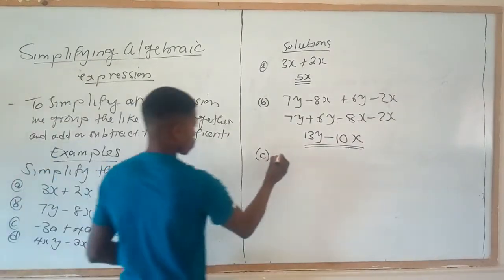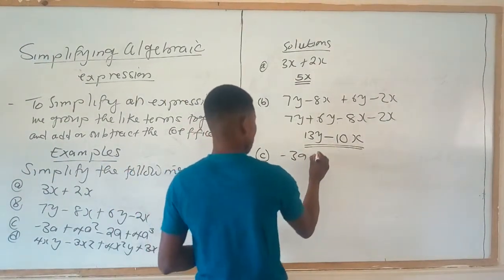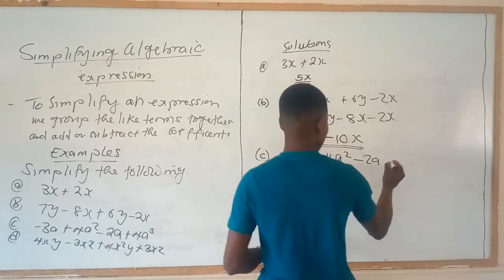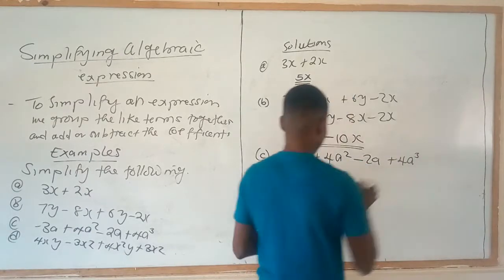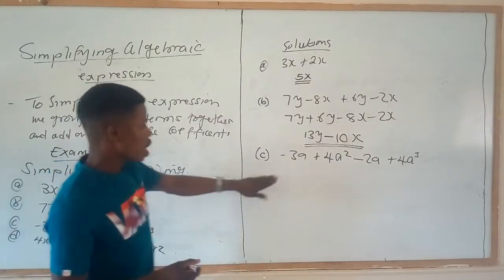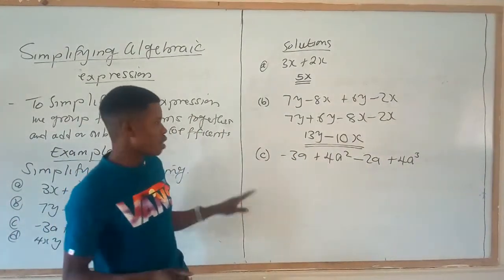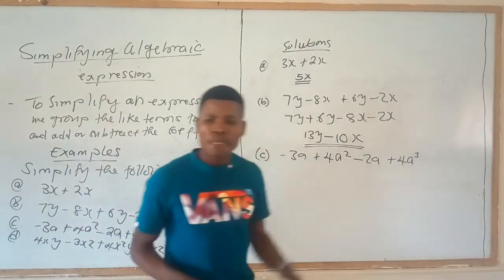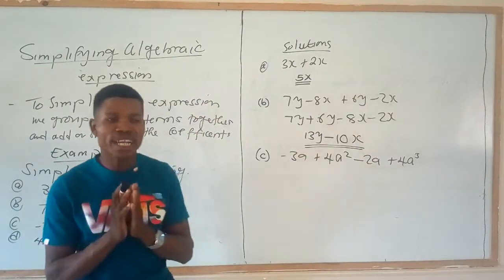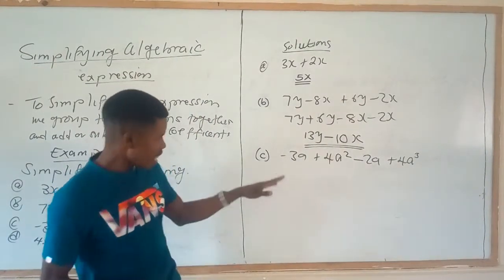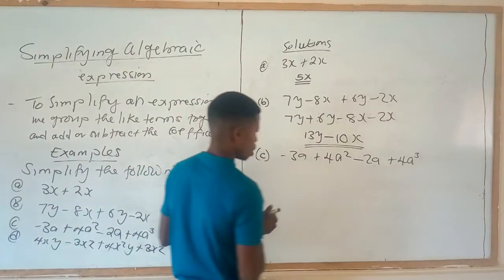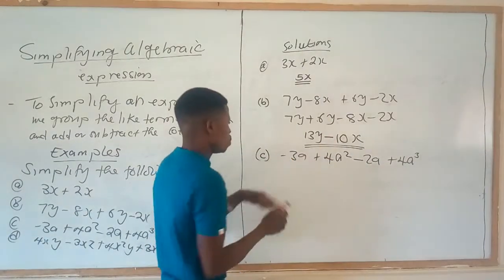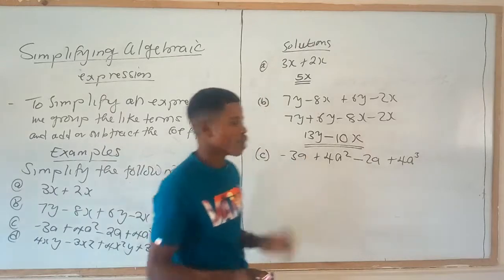Part C says negative 3a plus 4a power 2, or squared, minus 2a plus 4a power 3. So here it's tricky because we have the variable a throughout. Now I want to say something there. Even if you have the same variables, if the powers are different, those terms are regarded as unlike terms. So which terms are like terms here? We are going to check those with the same powers, since we have the same variable. So our main concern now should be those terms with the same powers. Those qualify to be like terms.